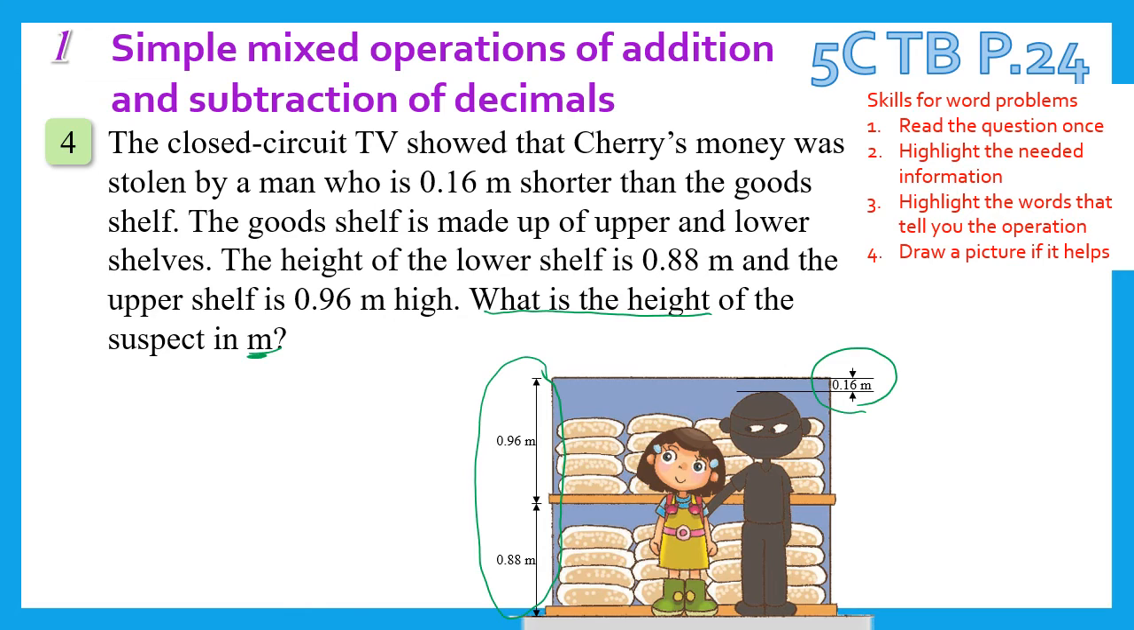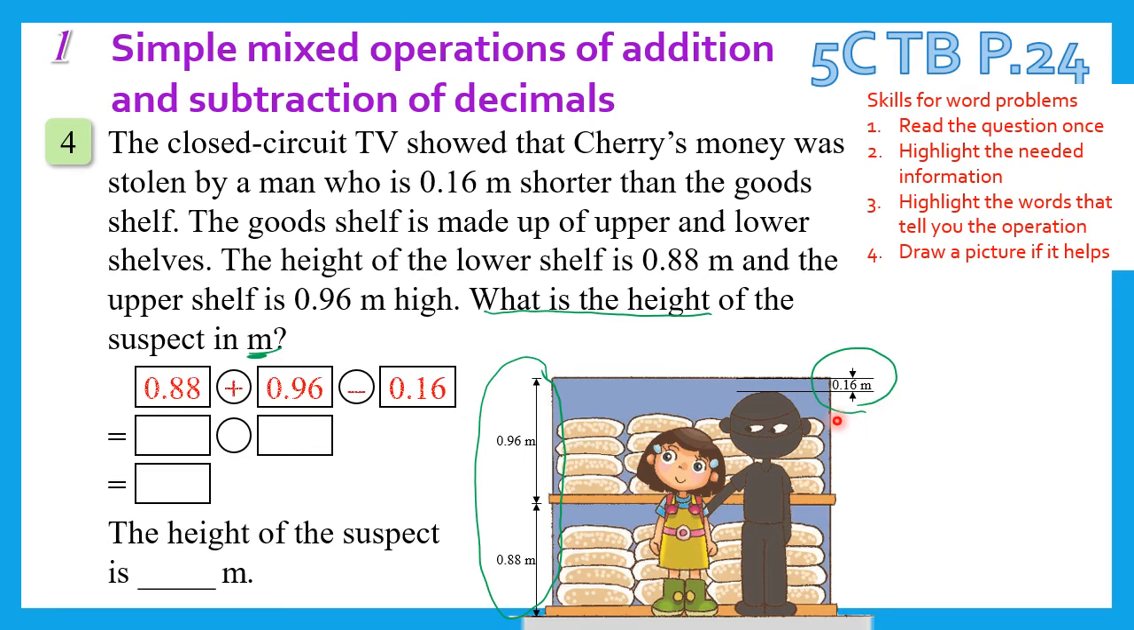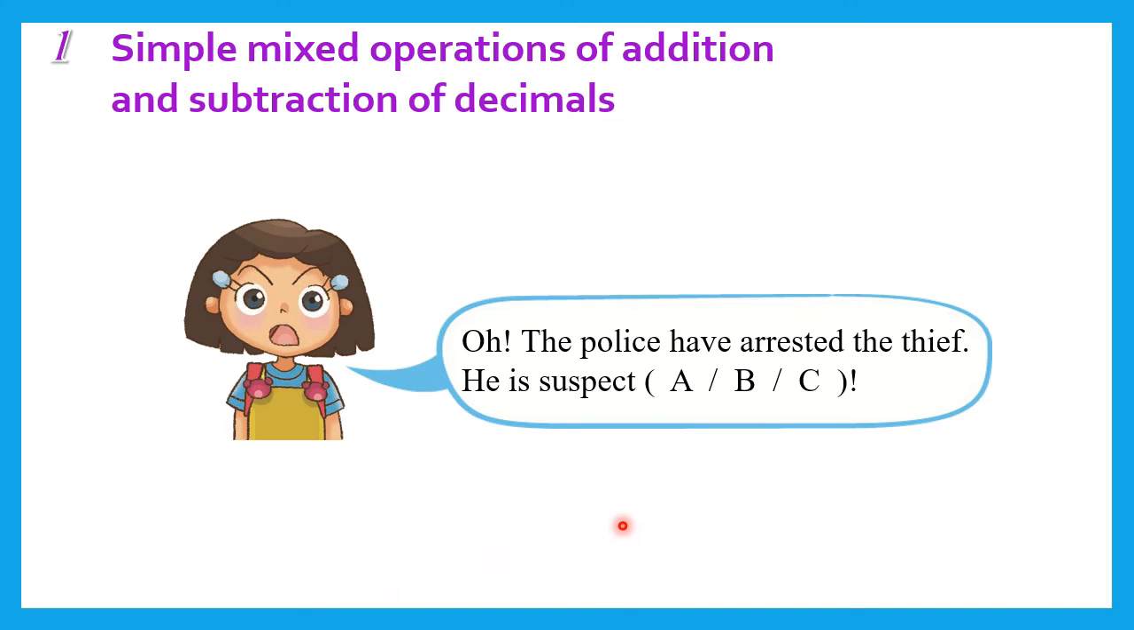What is the height of this person? It should be the height of the bookshelf minus 0.16. It should be 0.88 plus 0.96 minus 0.16, and then you can do the calculation. It should be 1.68. So the height of the suspect is 1.68 meters. After that, you know that he should be C. Suspect C stole Cherry's money.